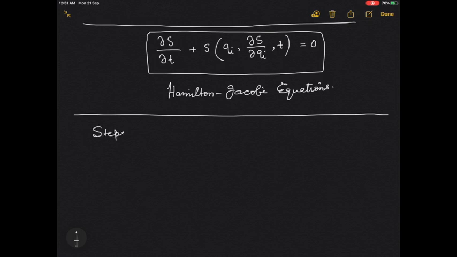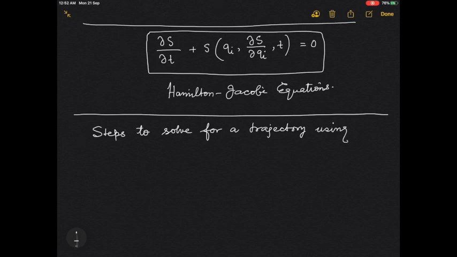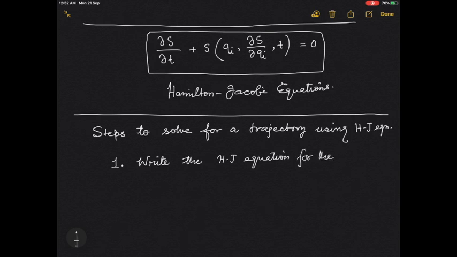Let's try to write down steps to solve for a trajectory using the Hamilton-Jacobi equation. Okay, so what do I do first? First I write the HJ equation for the system.